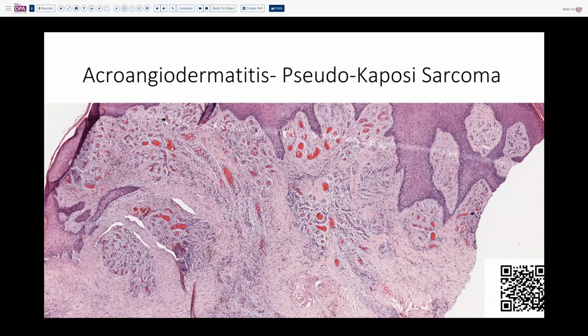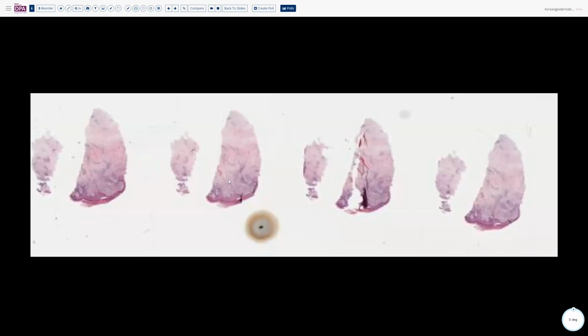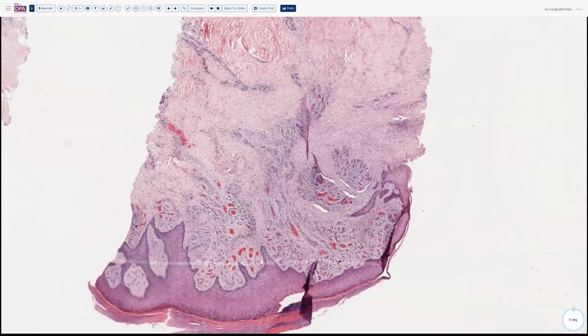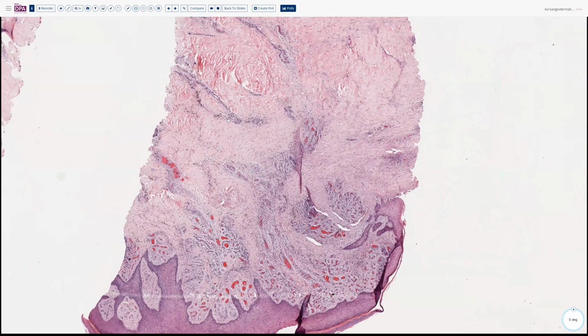So we'll go on to the next lesion, which is acroangiodermatitis, or so-called pseudo-Kaposi sarcoma. This is essentially just a very, very florid stasis dermatitis. So the type of changes you associate with stasis are those that you'll see here, which will be this prominence of a small vascular proliferation, sometimes a little tufted, and so forth, maybe with some dermal scarring. Usually this is going to be lower extremities. And as you can see here, even at low magnification, there's hemosiderin deposition in the soft tissues as well.